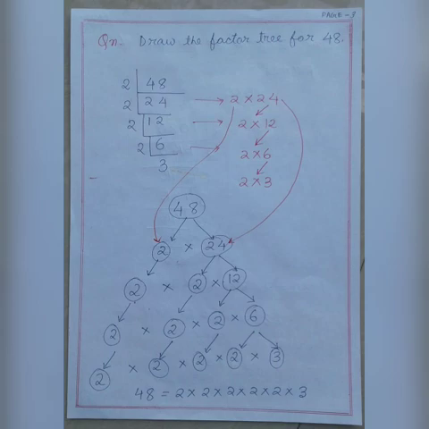Writing 48 at the top, I shall write 2 on the left side, 24 on the right side. Same way I shall proceed. 24 again, 2 into 12. 2 I shall write on the left side and 12 on the right side. Again 12 is 2 into 6, 2 on the left side and 6 on the right side. Again 6 is 2 into 3, 2 on the left side and 3 on the right side. So 48 is 2 into 2 into 2 into 2 into 3.